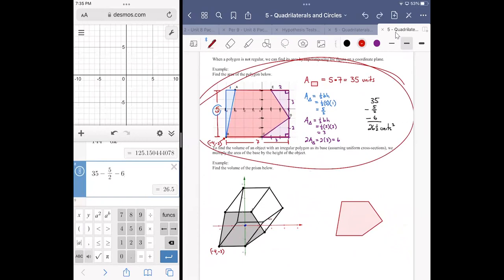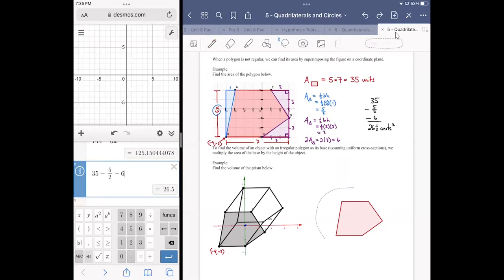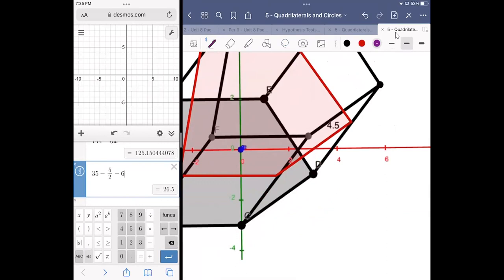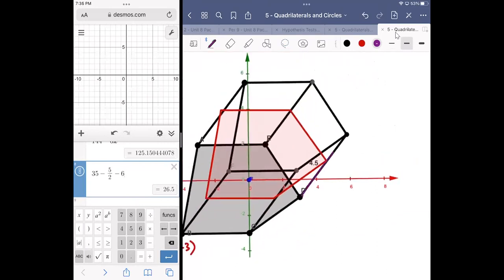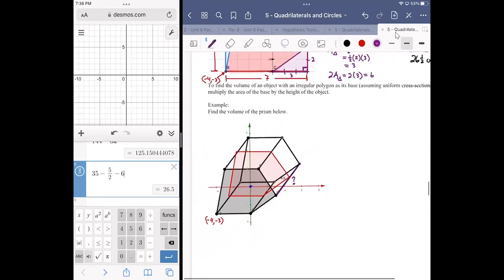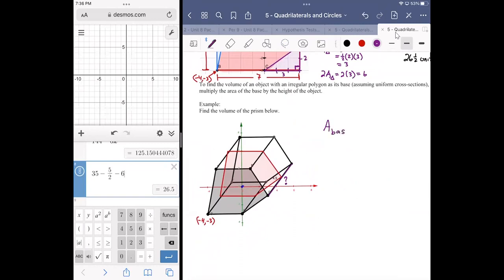So I kind of broke it up so that you could look at it as a single two-dimensional figure, and then as part of a larger three-dimensional figure. So all I would really need here is this distance. All right, so if I get the quote unquote height, the area of the base times the height, I'll be in pretty good shape.